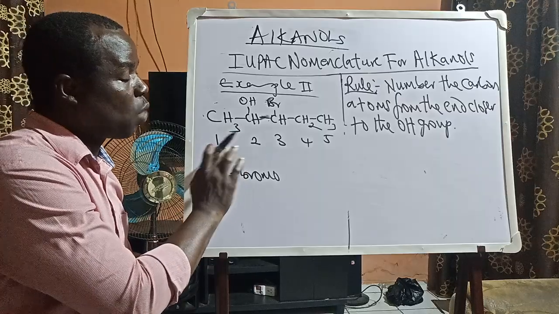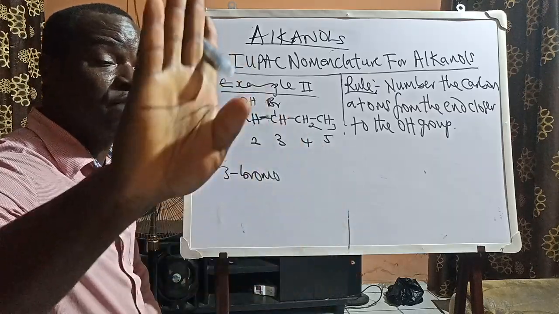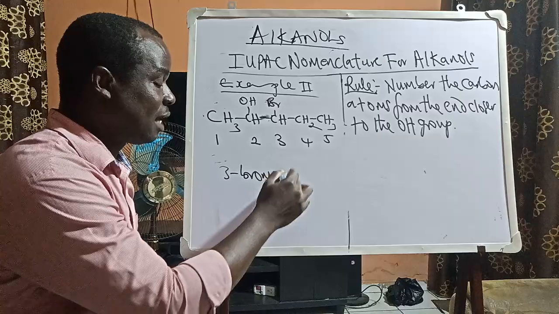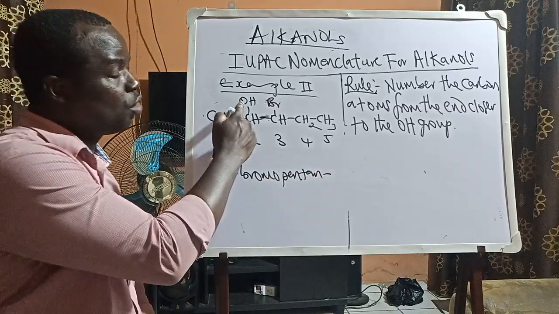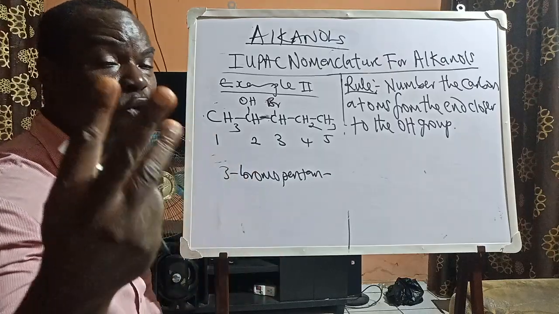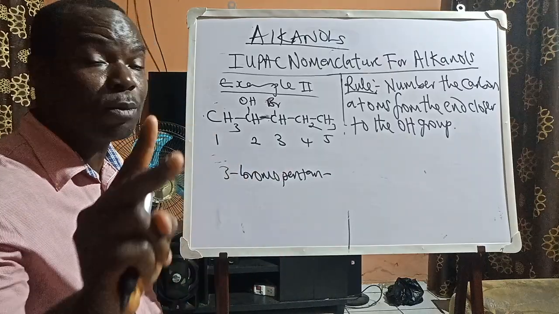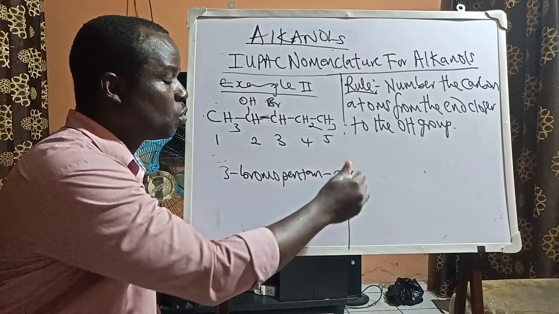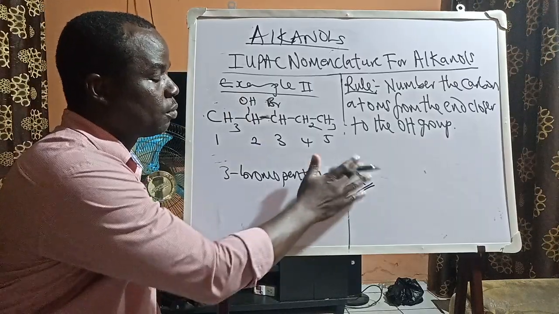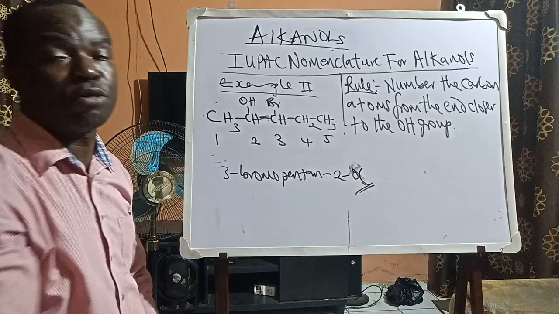I have 1, 2, 3, 4, 5. 5 means 5 carbon atoms, which is pentan. The OH, which is the ol, belongs to carbon number 3. Sorry, belongs to carbon number 2. If you check it, it's on carbon number 2, so it's pentan-2-ol. And that's the name of the compound.